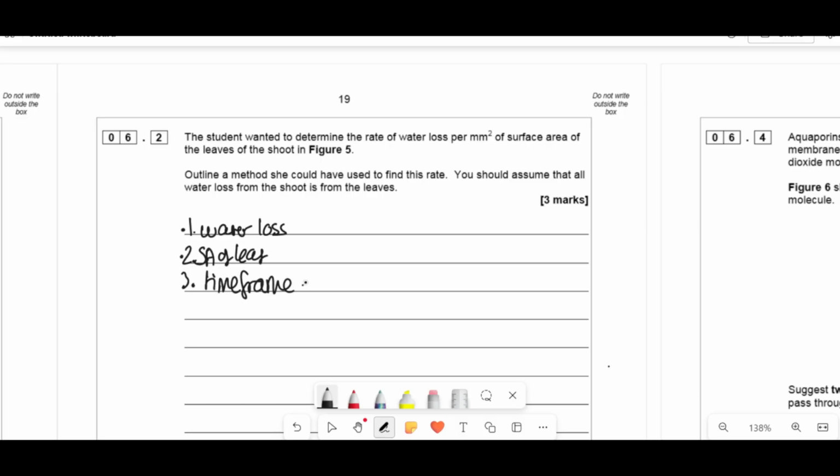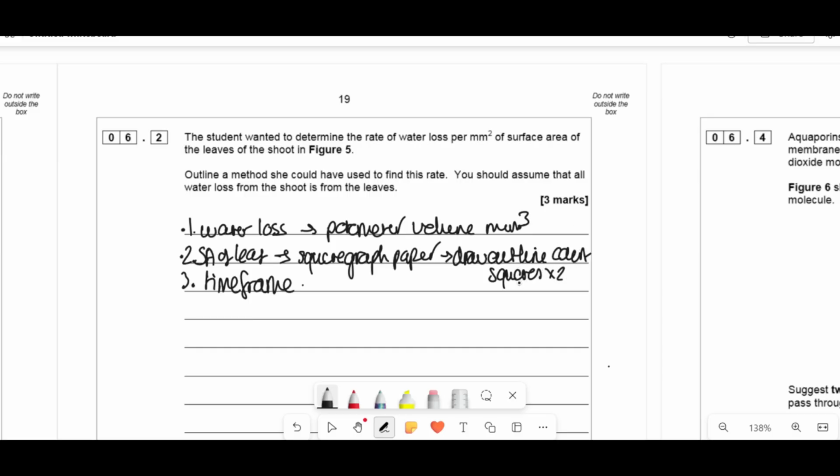So then you're going to figure out how we're going to work out, for example, the water loss, which obviously is using the potometer volume. We've done that part in millimeters cubed. We need to work out the surface area of a leaf. One thing you could do is put it on square graph paper, draw its outline, and then count the squares, then times by 2 for both sides of the leaf, because we're assuming that water is lost above and below. And then the time frame, you just measure with a stopwatch.